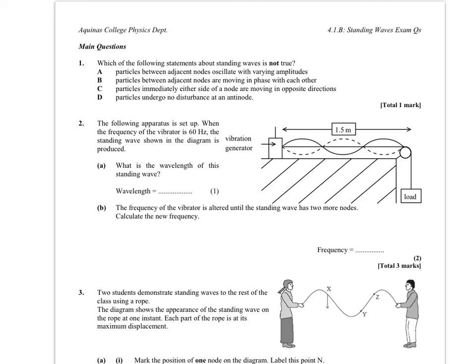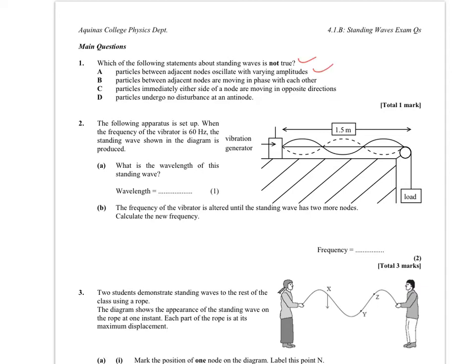So the first statement is that particles between adjacent nodes oscillate with varying amplitudes. Well, we can have a look at the diagram below. We can see the amplitudes there vary between node, antinode to node again. The particles between adjacent nodes are moving in phase with each other. Well, all of these points are at the bottom of their trajectory, whilst all these points are at the top. So these points are all in phase. So we're happy with A.